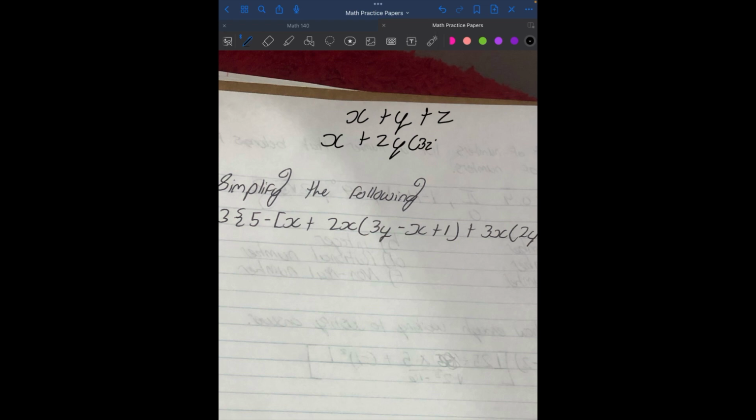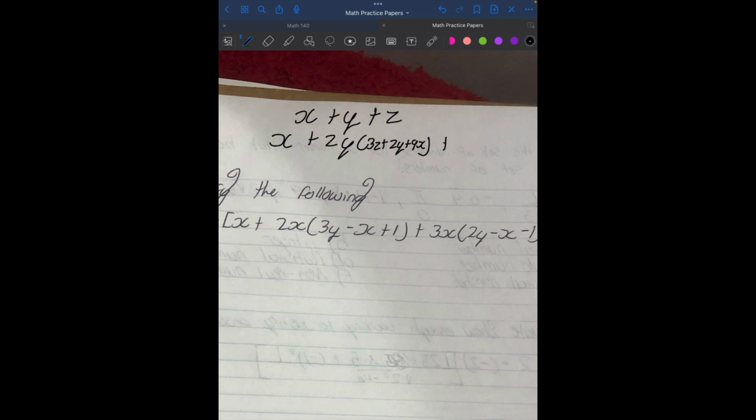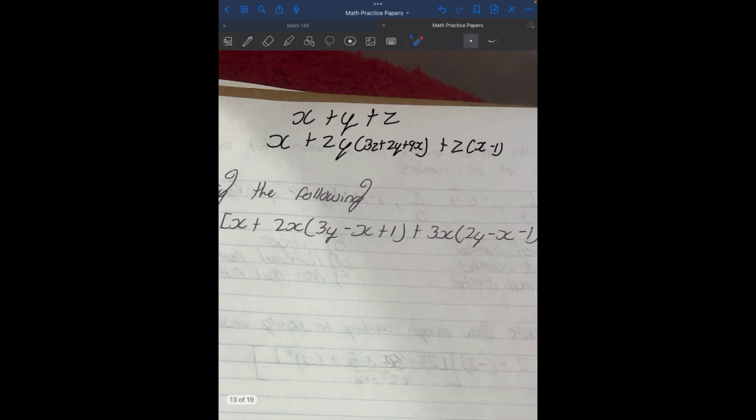3z plus 2y plus 9x plus z, x minus 1. So it's like you're adding these, right? But in this one you just add x plus y plus z. But in this one you still add x plus y plus z, but certain stuff happens to these variables before you add them, if y'all catch my drift.